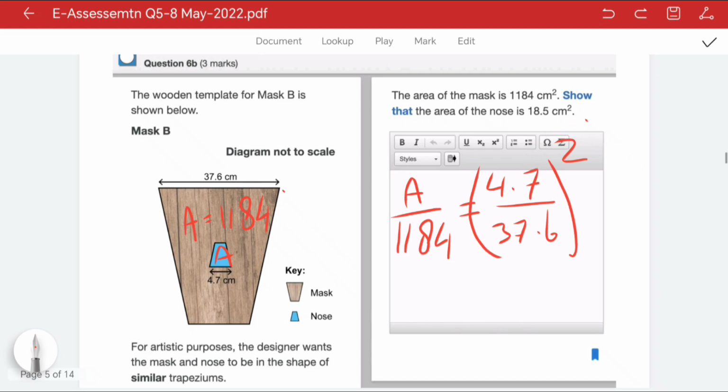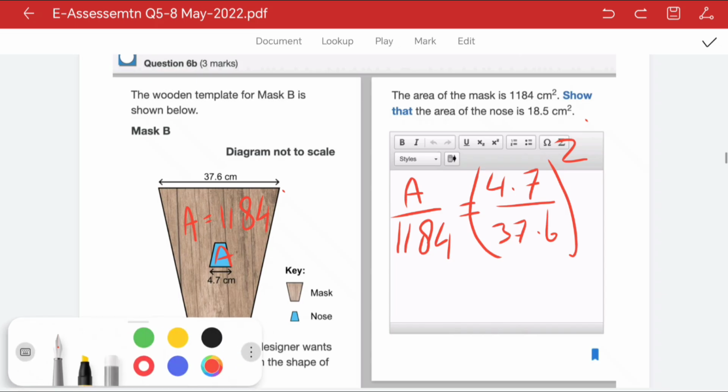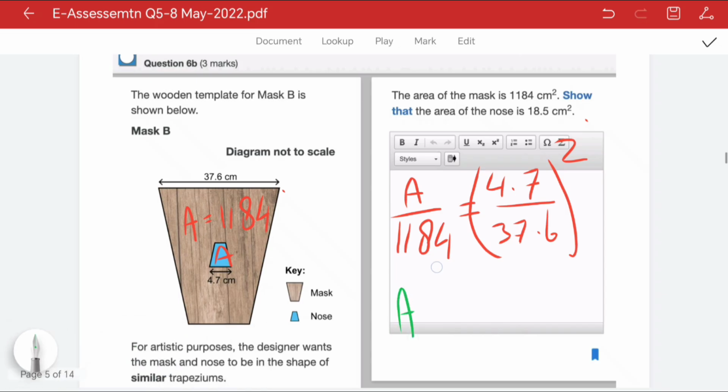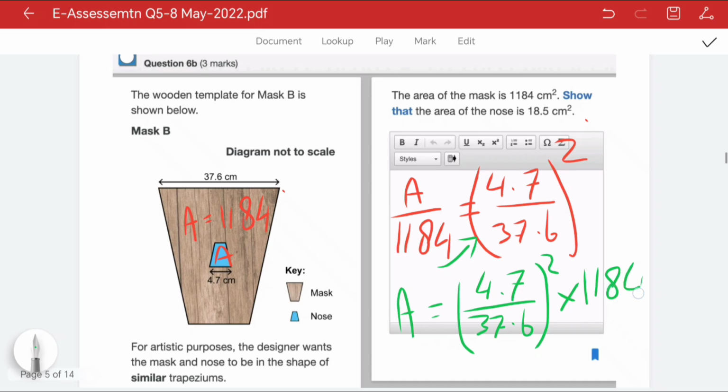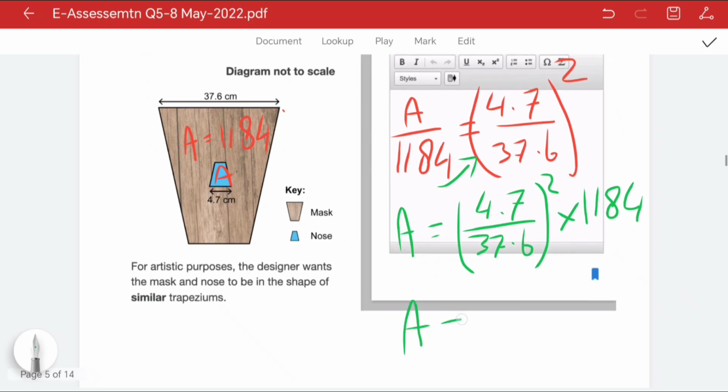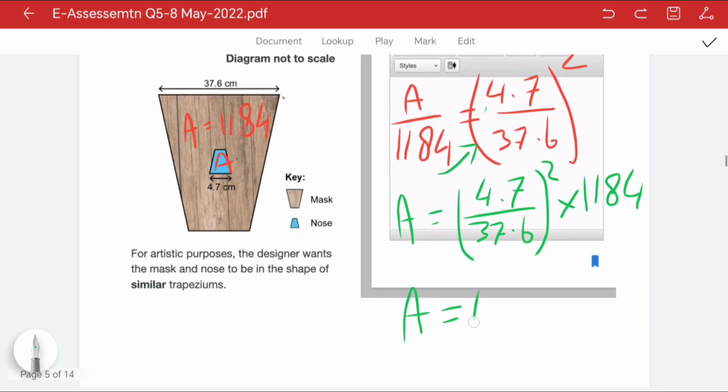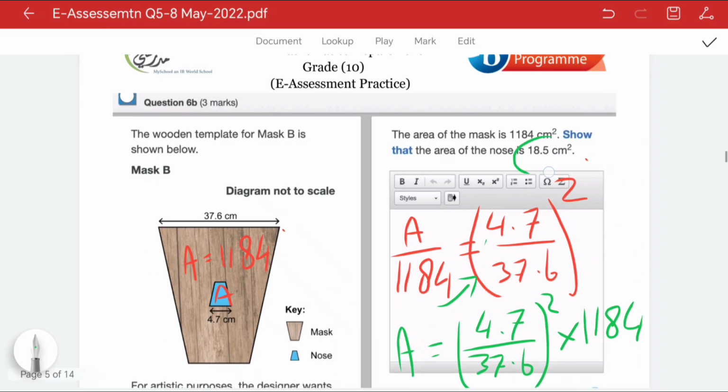So now the next step: the area a equals, when dividing we go to multiply, so 4.7 over 37.6, whole squared, multiplied by 1184. Put it in the calculator and we will get the answer, which is equal to 18.5 centimeters squared. So proved. I hope it is clear.